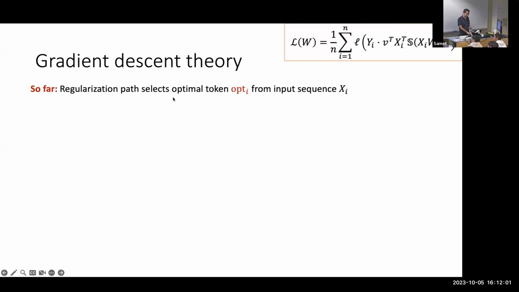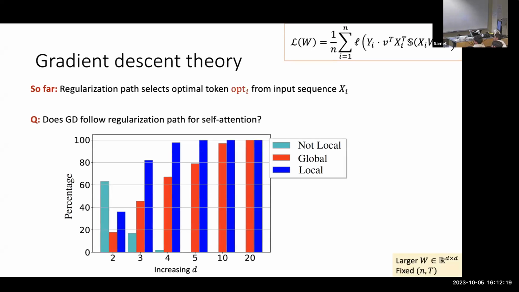Okay, so far what we are discussing is that the regularization path selects the token opt-i from the sequence x_i, right? It's a very simplistic behavior, and opt-i has a very clear definition, right? But the question I want to ask is whether this shows the true behavior, and the answer is no. Okay.